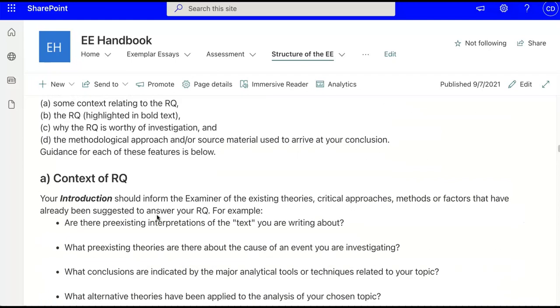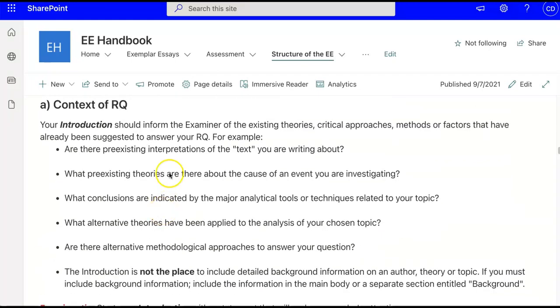So let's go through each of those in turn. If you want to pause the video and read through these lines here, I won't read them to you. Basically, your introduction should tell the examiner what theories are relevant to the research and what research has been done previously about this topic.